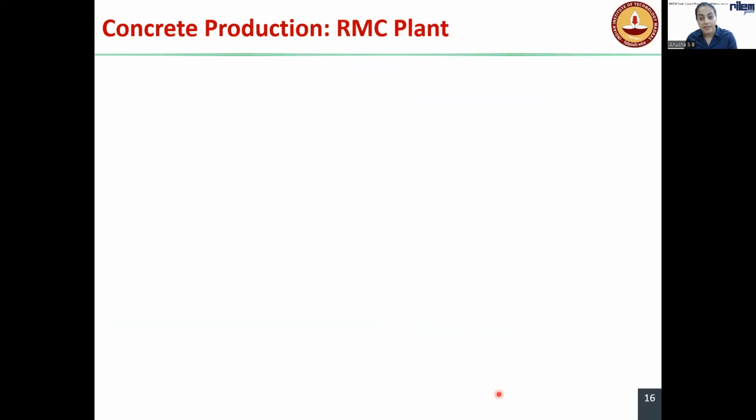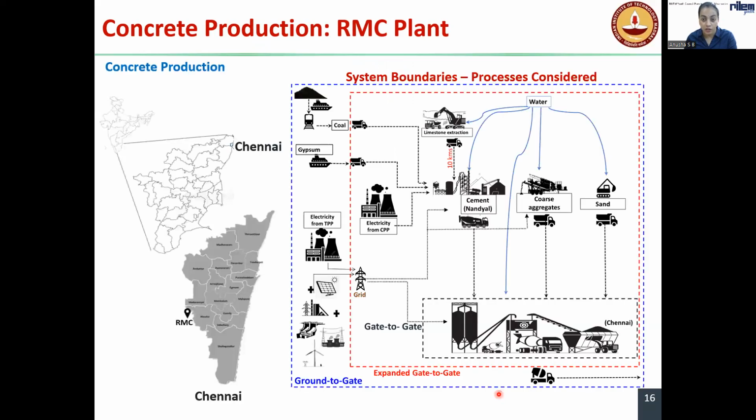Later, I extended the same framework to calculate the impacts due to concrete production. I visited one of the concrete producing batching plants in Chennai. I had already visited a cement plant, so I knew the impact associated with the cement. I had visited an aggregate crushing unit, so I knew the impact associated with the aggregate production. Then I calculated the impacts due to the concrete production also.